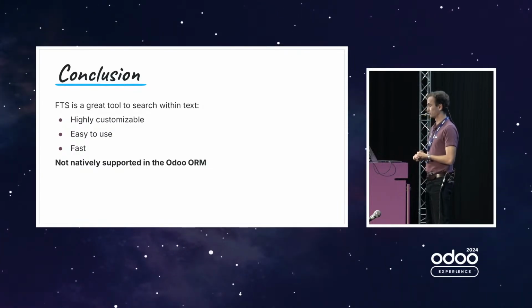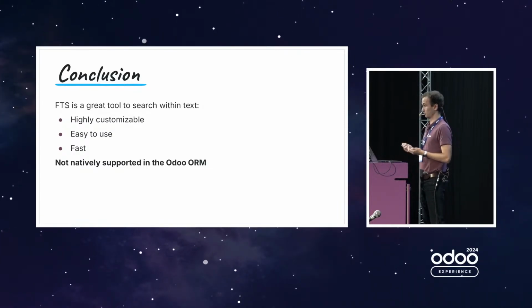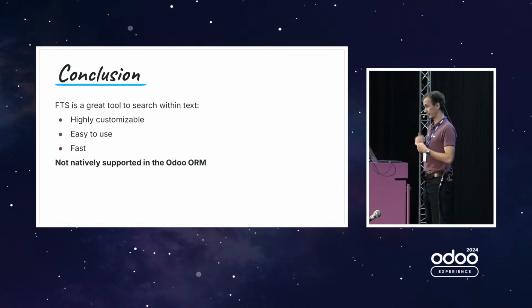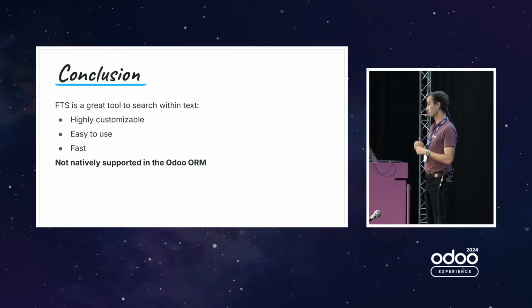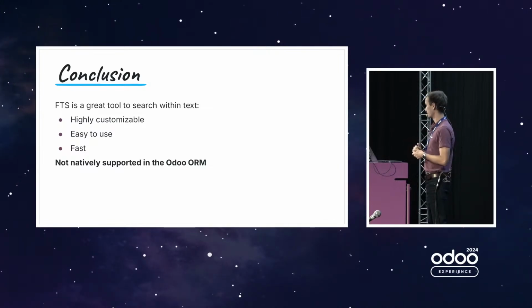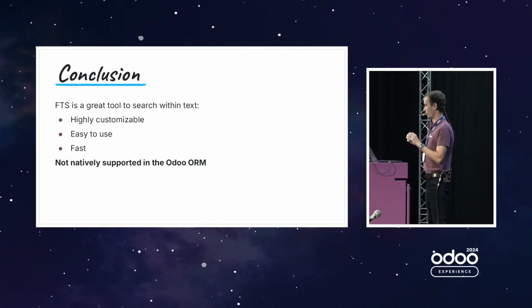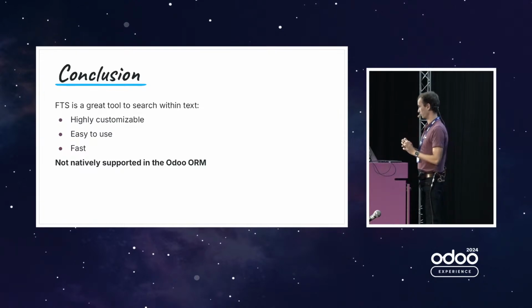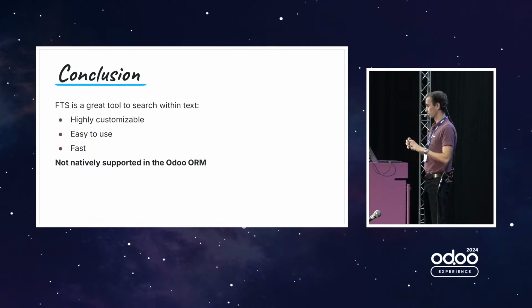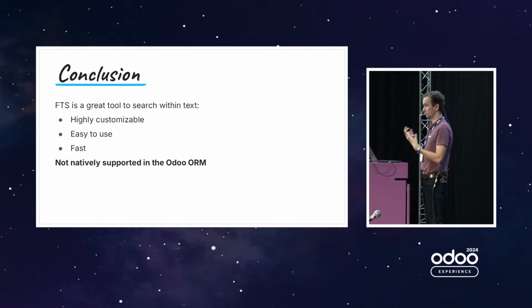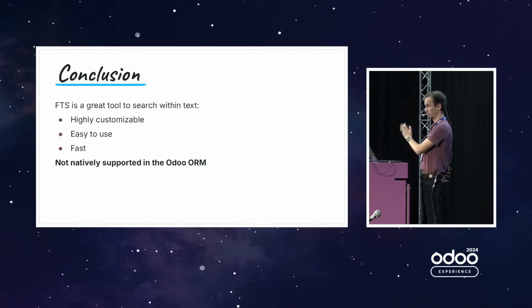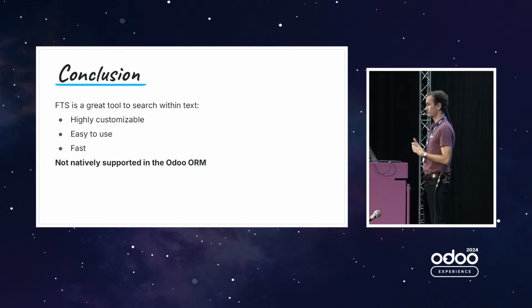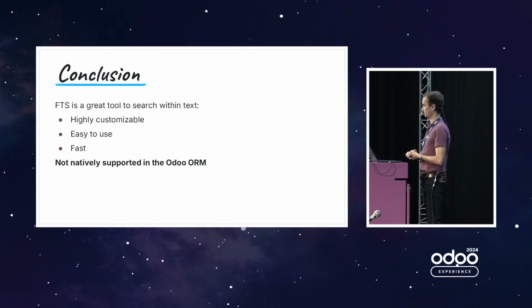To conclude, I would say that FTS is a really good tool to search within text. It's highly customizable, it's easy to use, it's fast, but there is no native support in the Odoo ORM. It would be cool to have a function in the search method of the ORM, where you can pass a domain or something to do full text search, so that it generates an output query that does all of these transformations for you.